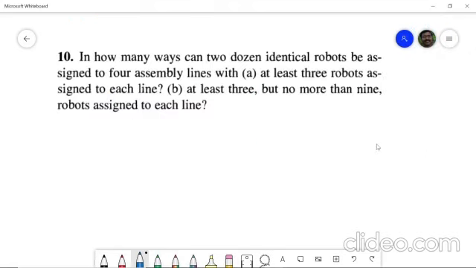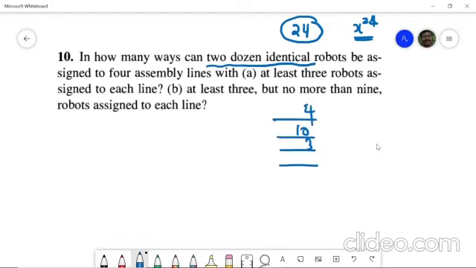In how many ways can 2 dozen identical robots be distributed? So basically we have 2 dozen, 24 robots, that have to be distributed. Remember, you need the coefficient of x raised to 24 here. They are being distributed in 4 assembly lines, so basically in 4 sets. Maybe we'll be supplying 4 robots here, 10 robots here, 3 robots here, and now we have 8, so 7 robots here.